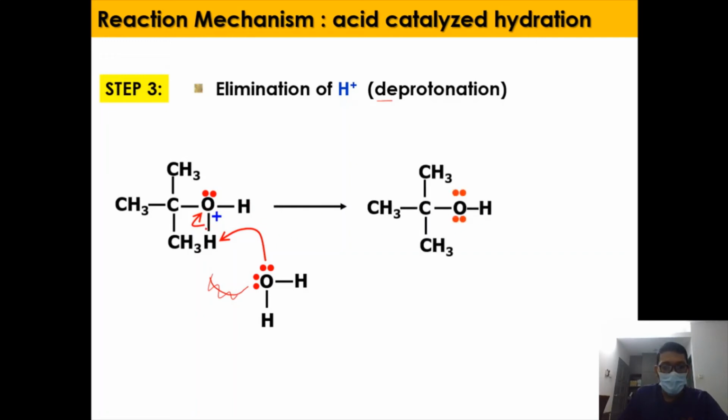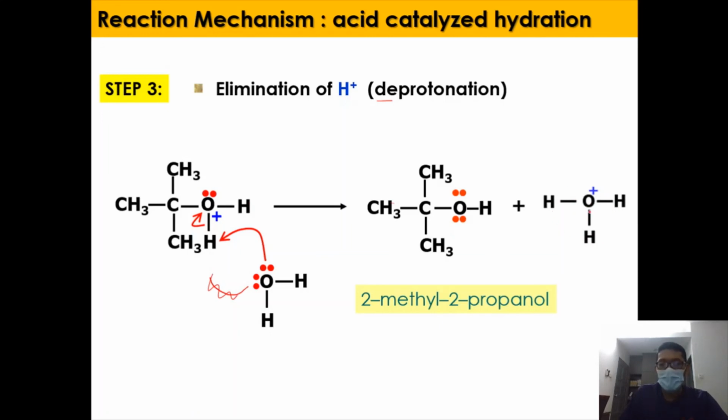So two electrons are going to be transferred into oxygen, and this is going to form an alcohol, which is our major product. And this is known as 2-methyl-2-propanol. And as a result, the water here is going to be produced as before again, which is H3O+.